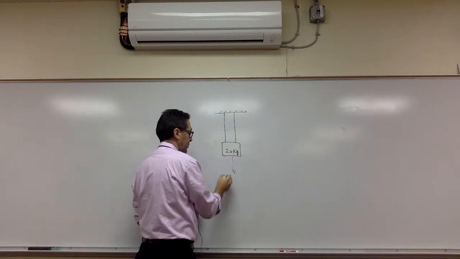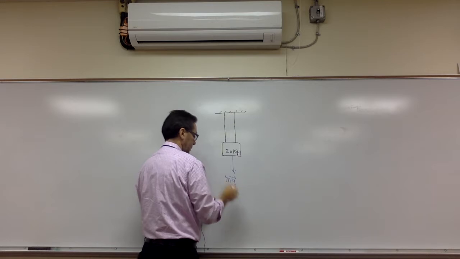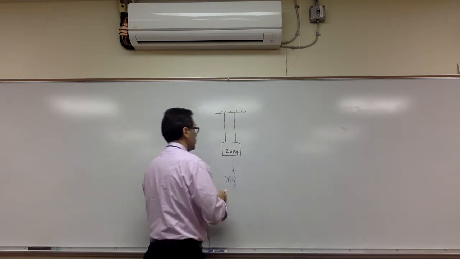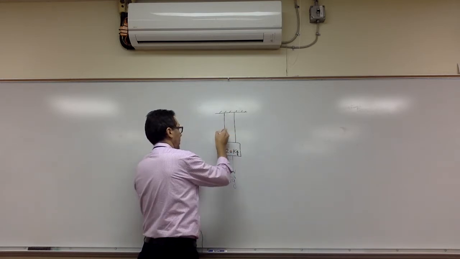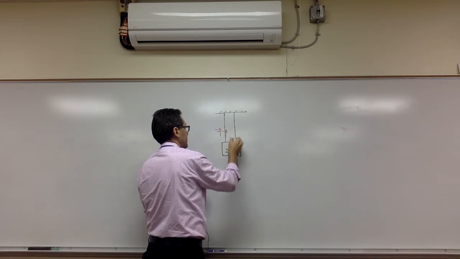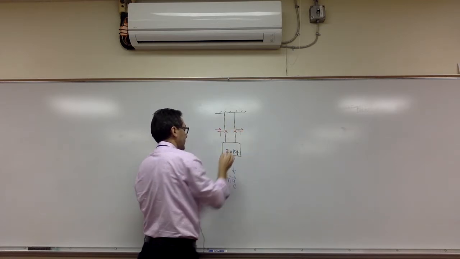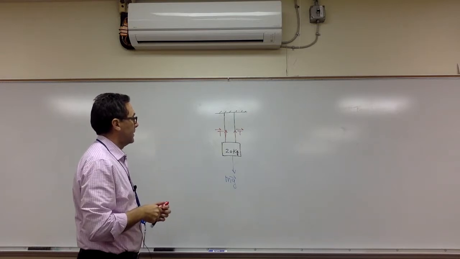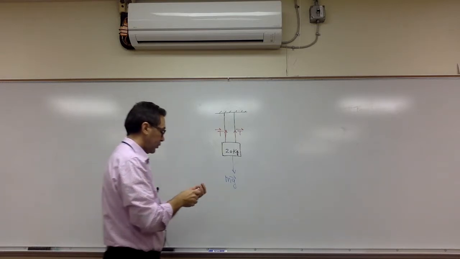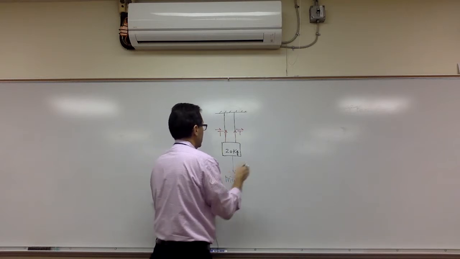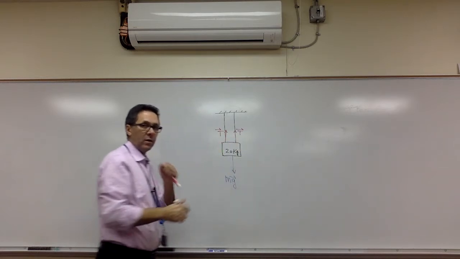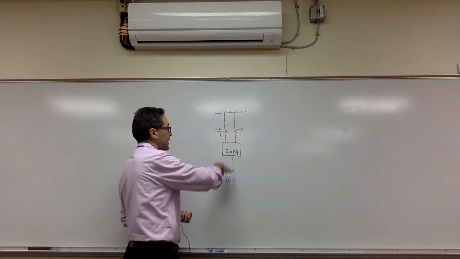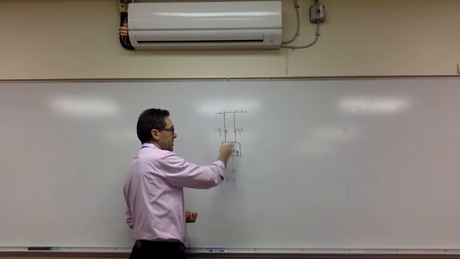So I have my mg and I have the two tensions holding it up. And since they're both vertical, they are equal. So if I look at this picture here, there is nothing happening side to side. I only see things happening up and down. In other words, there are no forces side to side.